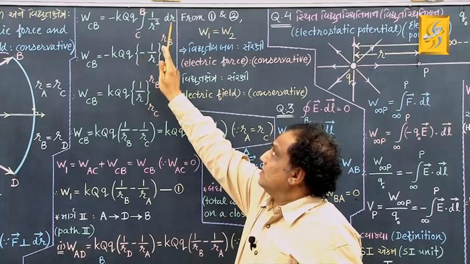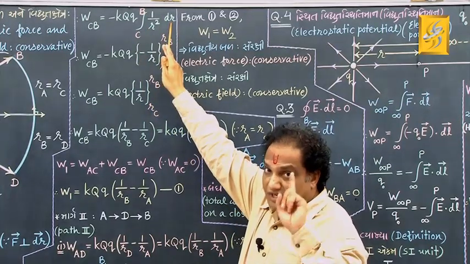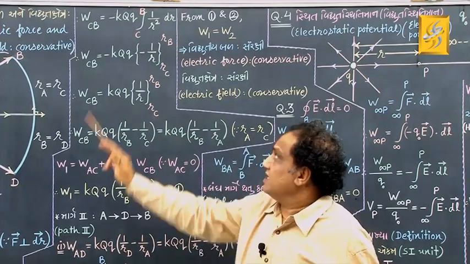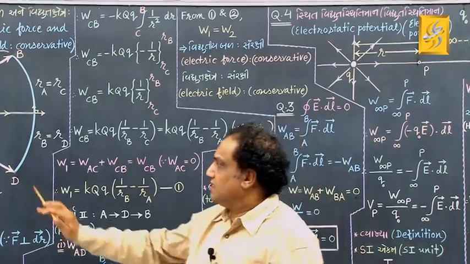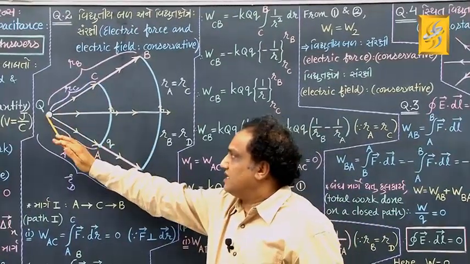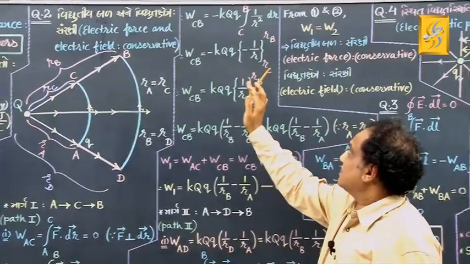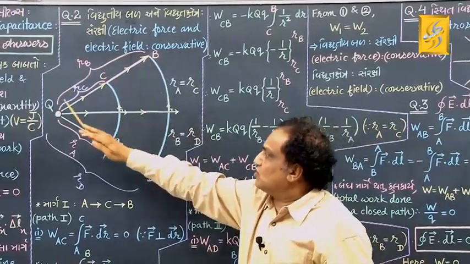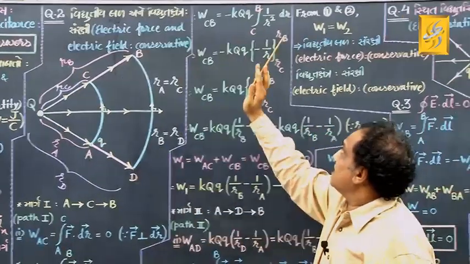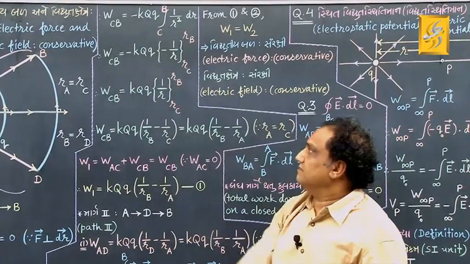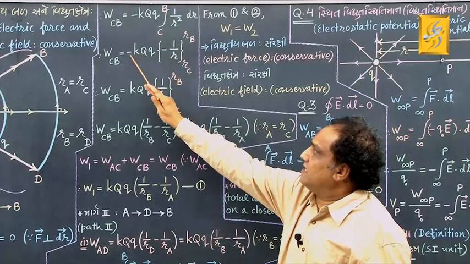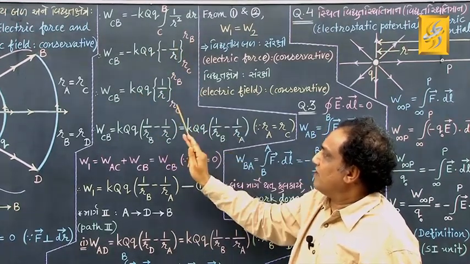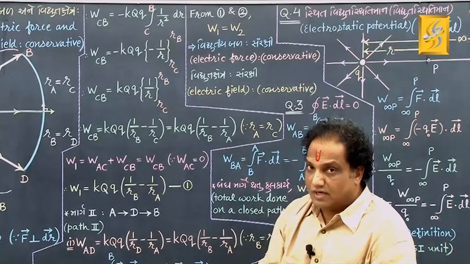And now this variable is in terms of distance, so we must specify limits also in terms of distance. Distance of point C from the source charge is RC, so I am writing here RC. Distance of point B from the source charge is RB, so I am writing here RB. Correct? Fine. Now this minus minus plus K, Q, q into 1 upon R from RC to RB. Now place the limits.